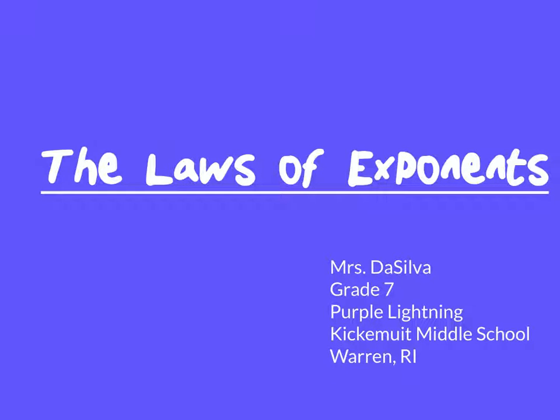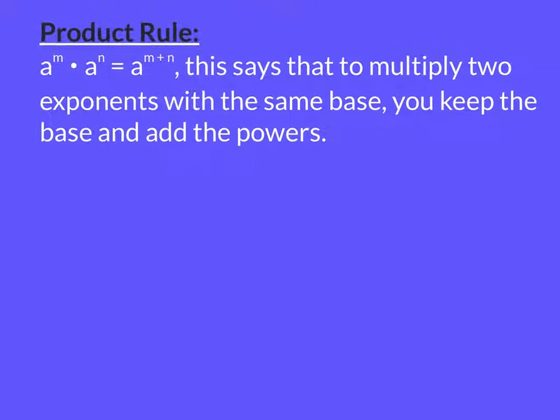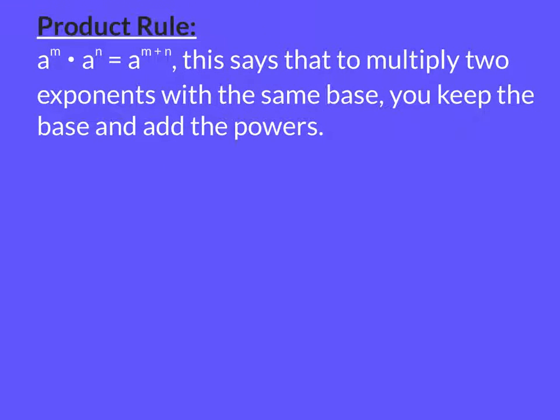Now that you've had an opportunity to do an inquiry task based on some of the laws of exponents and discover some of those rules on your own, we're going to go over them and make sure that you have them all correct. So the first one is the product rule. This says that when you multiply two exponents with the same base, you keep the base and add the powers.